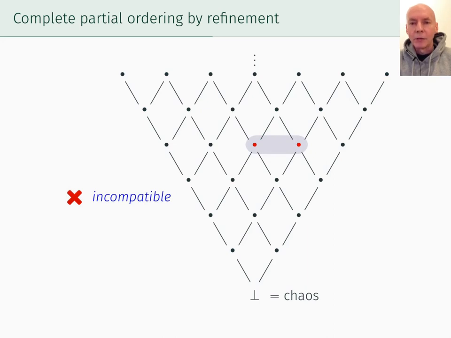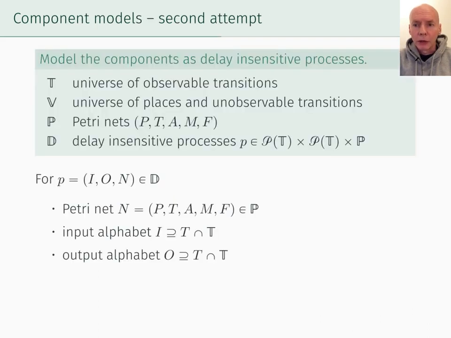A definition of equivalence follows trivially from refinement. If two processes refine each other, then they are equivalent. And since we can check for refinement mechanically, we can also check for equivalence mechanically. Given this concept of equivalence, we're now making some progress toward a workable semantic model for delay-insensitive circuit components, but we can still do better.